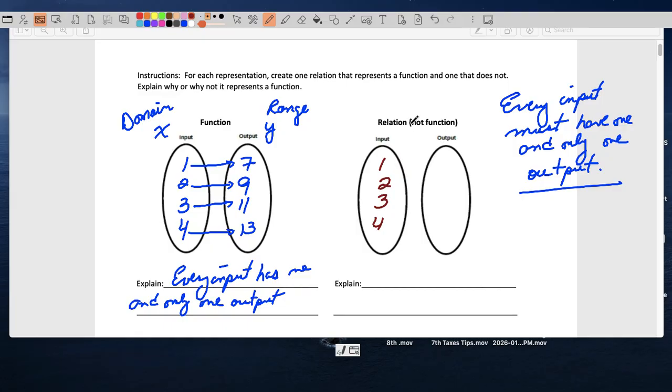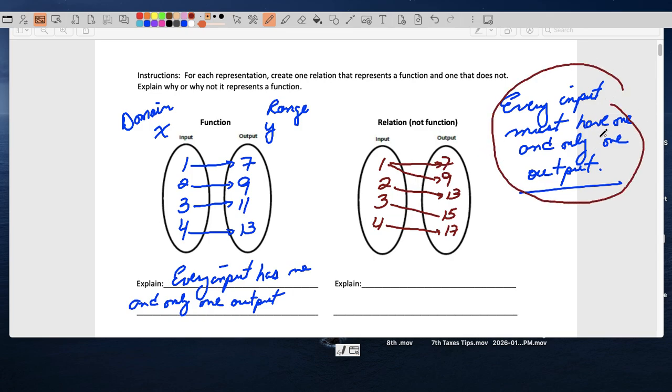You put in 1 in the function, right? And it comes out as a 7. But the 1 also comes out as a 9. The 2 comes out as a 13. The 3 comes out as a 15, and the 4 comes out as a 17. So when I input 4, it comes out as 17. When I input 3, it comes out as 15. When I input 2, it comes out as 13. But when I input a 1, it came out as a 7 and a 9. So remember, every input must have one and only one output.